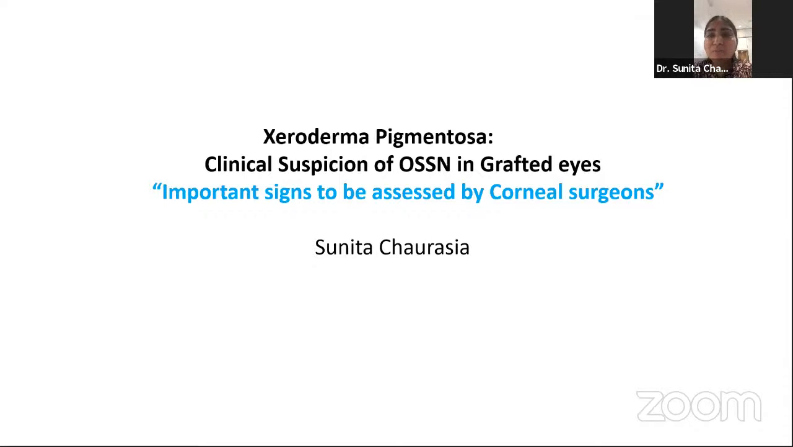So I don't manage the oncology part, but because we manage cases of xeroderma pigmentosa, and when we do a transplant in these eyes, many of these cases can have a recurrence of OSSN, I think it is important for the corneal surgeons to know what is a suspicious lesion. So my case deals with that aspect of xeroderma pigmentosa and the important clinical signs which can give clues towards referring the patient to the oncology services.